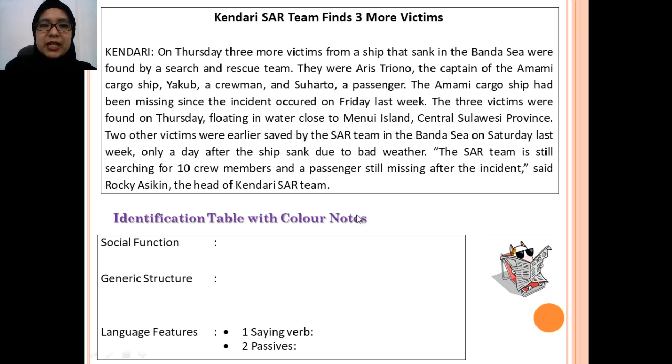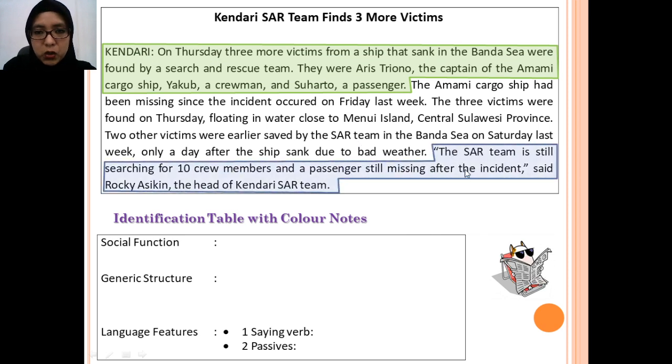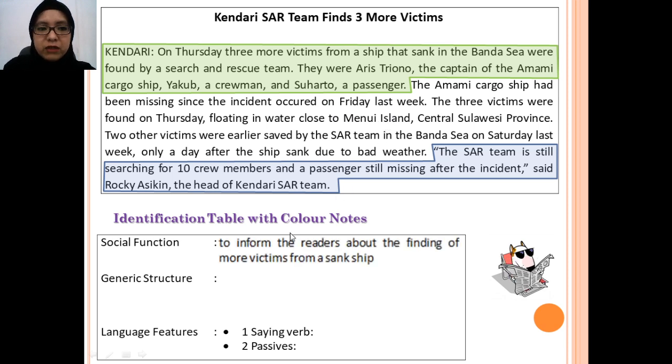We have discovered the NE, right? What is it? Newsworthy event. Kita sudah discover, NE-nya ada di sini. Kemudian source-nya di sini, berarti tengah-tengah sebagai BE atau background event. Right? Ini yang sudah kita temui tadi. So the social function is to inform the readers about the finding of more victims from a sank ship. Itu ya, to inform the readers about, and then you will continue with what the news is about. To inform the readers about, sudah baku ya.